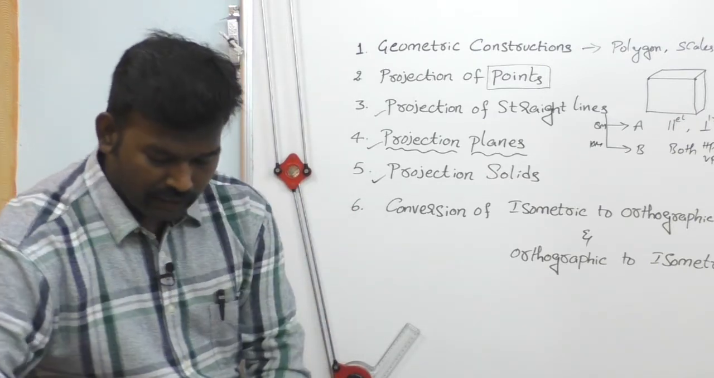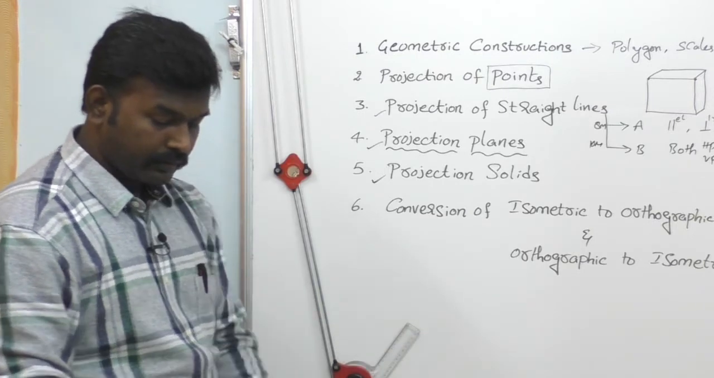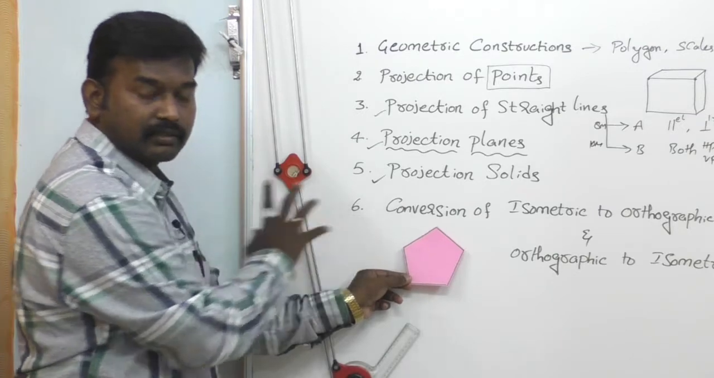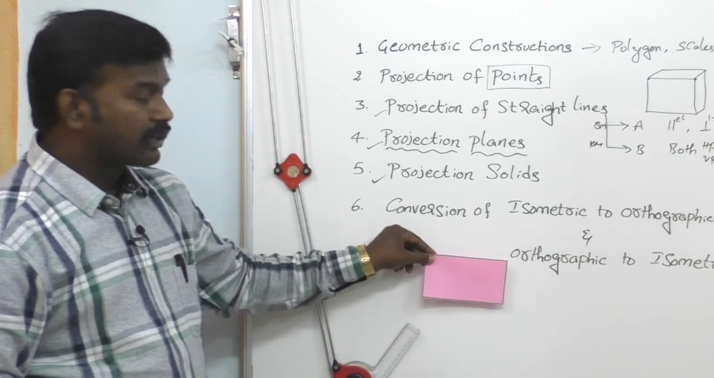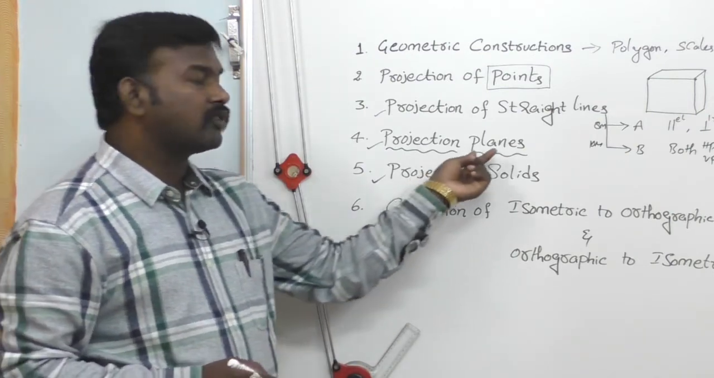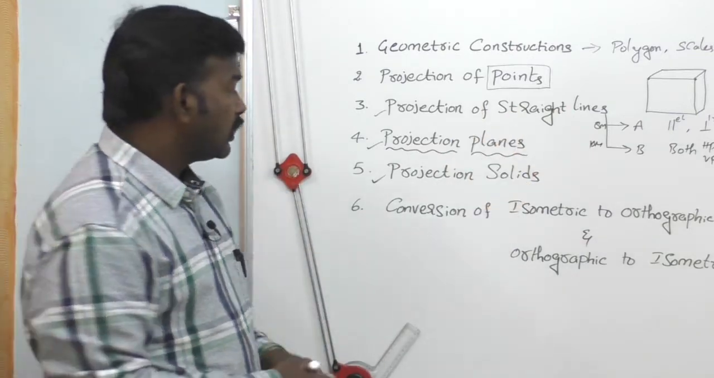We have a triangular plane, a pentagonal plane (pentagon means having 5 sides), and a rectangular plane. These are the topics in projection of planes: planes inclined to one plane or inclined to both planes.